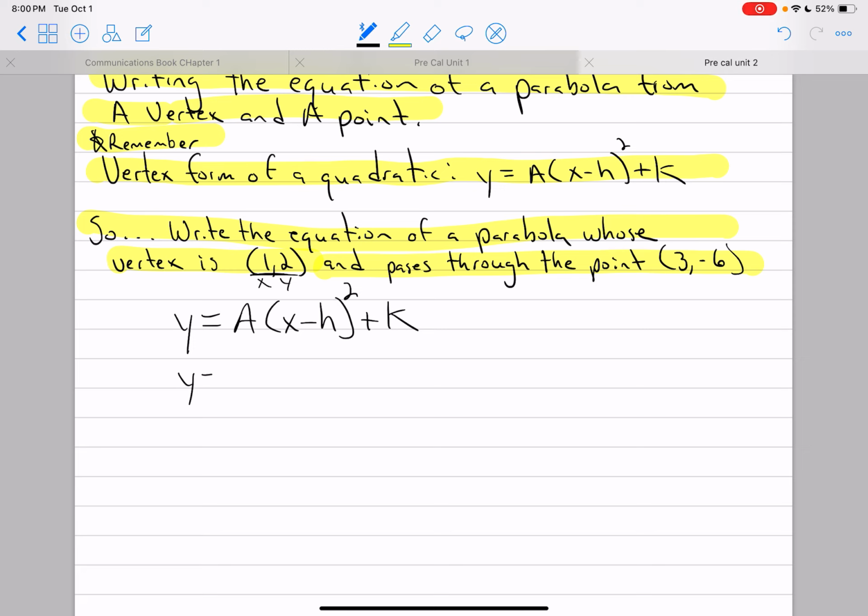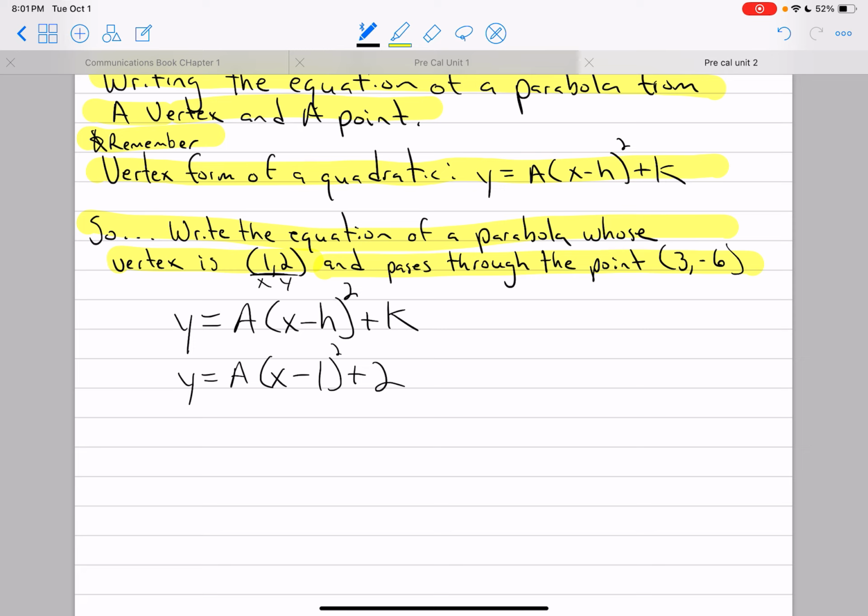So, in filling in, we don't know what our a value is, so I don't know if this is a positive or a negative. I don't know if it has a stretch or a compression. We don't know what x is so far, but we know that minus h, so this is a minus 1 right here, squared, plus 2. We do know that part because (1, 2) would be the vertex from that equation.